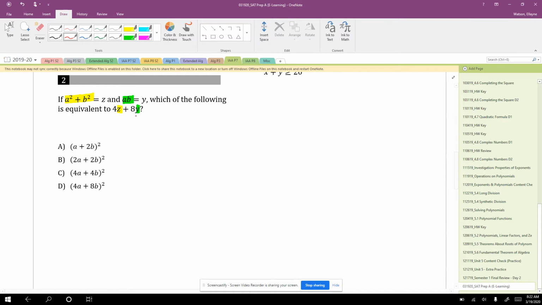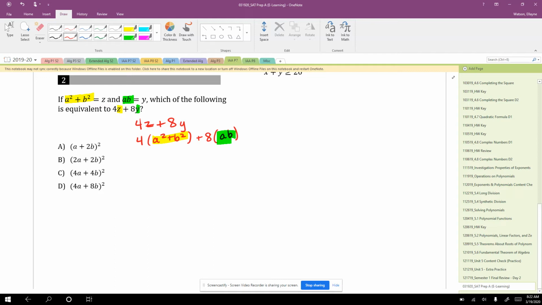So I'm going to rewrite this, but now I'm going to substitute in what I know. So 4 times z is a squared plus b squared, and again, that's what I'm highlighting in yellow. And then plus 8 times y, which is 8 times b. So the greens now match up.